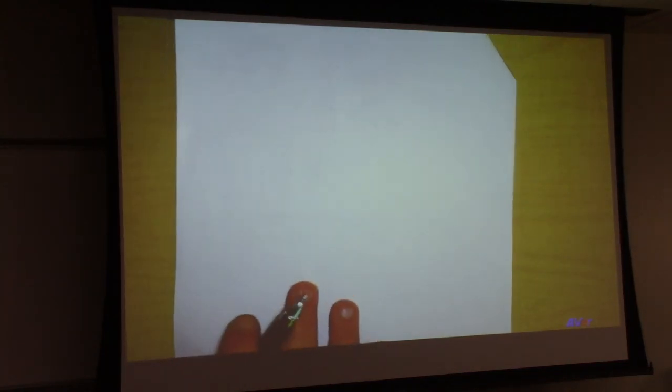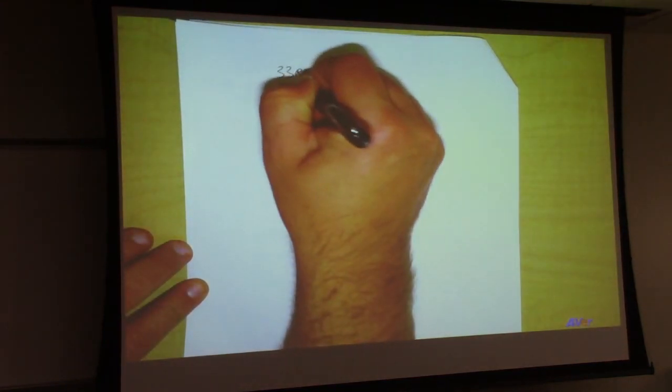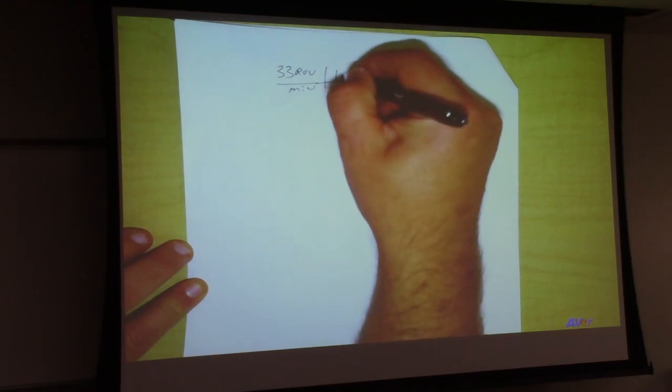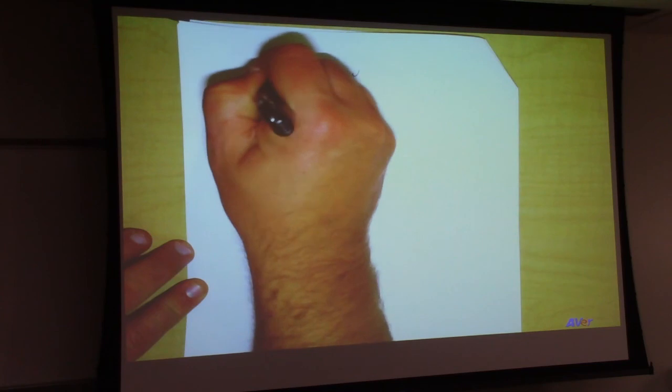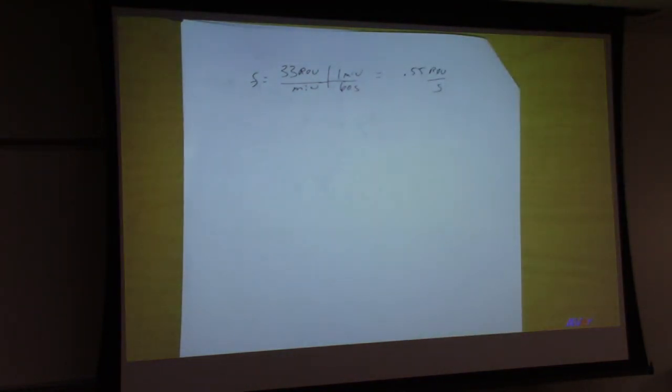So 33 revolutions per minute, that's the frequency, just not in SI units. One minute is 60 seconds, so this is really the frequency: 33 divided by 60, a little bit more than a half. Let me see if I can locate a calculator. So 0.55. That's how many revolutions you do per second. So you don't quite go around once per second. After a second, you've only gone a little bit more than halfway around.